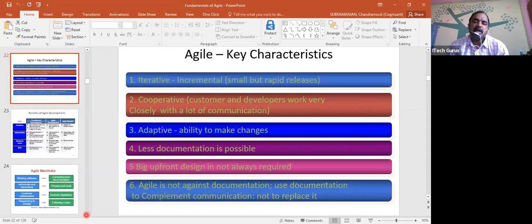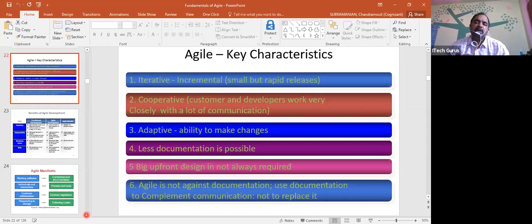Agile requires just enough ceremony and less documentation. So big upfront design is not always required, right? And a big architecture is not required, but architecture will be followed at the end. So Agile is not against documentation. Use documentation to complement communication, not to replace it.